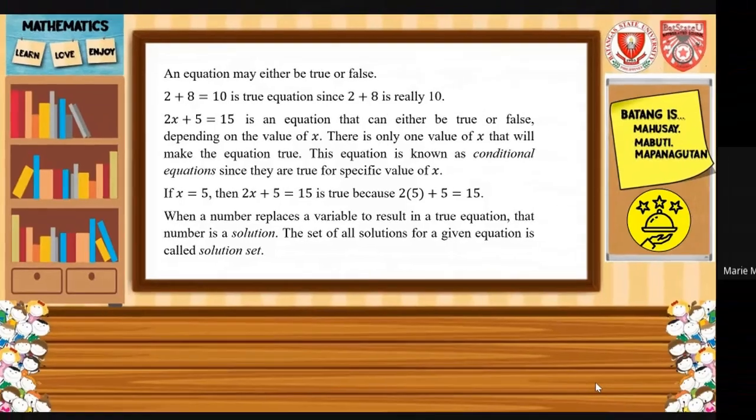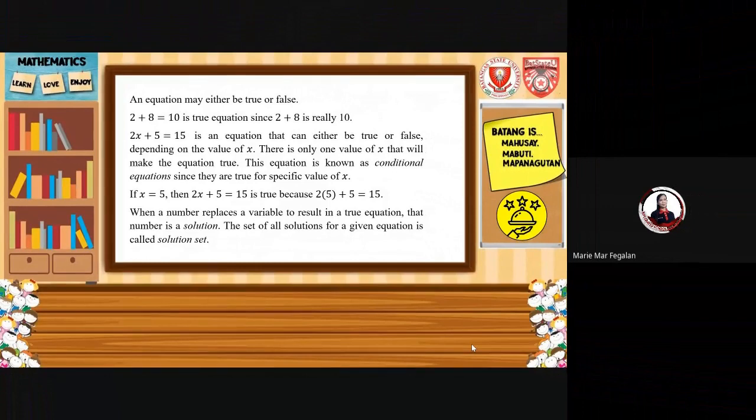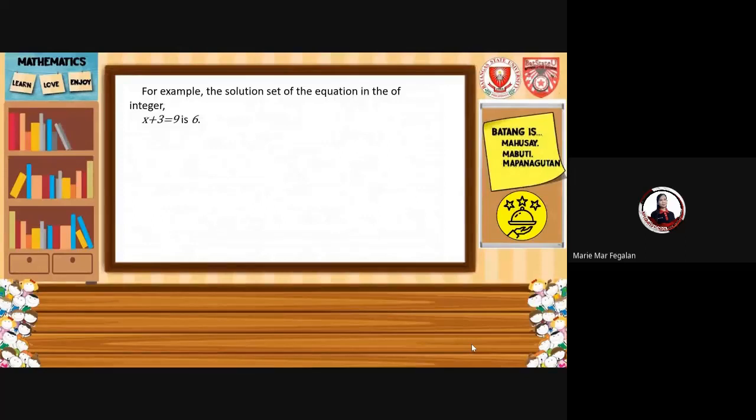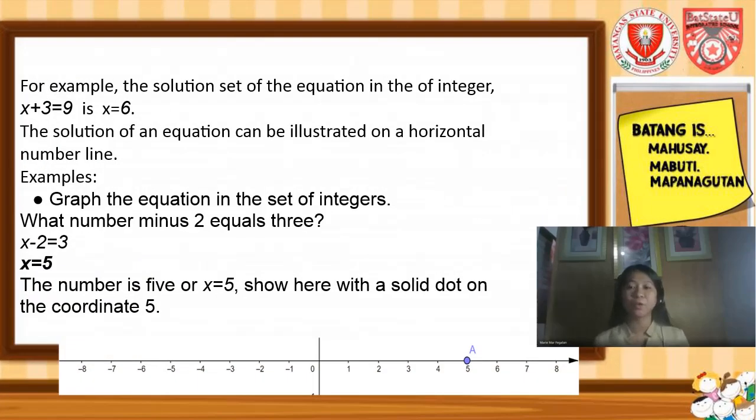So the set of all solutions of the given equation is called the solution set. For example, the solution set of the equation in the integers: we have x plus 3 is equal to 9, then x is equal to 6. For the given example, the solution set of the equation in the integers x plus 3 is equal to 9 is x equal to 6. The solution of the equation can be illustrated on the horizontal number line.